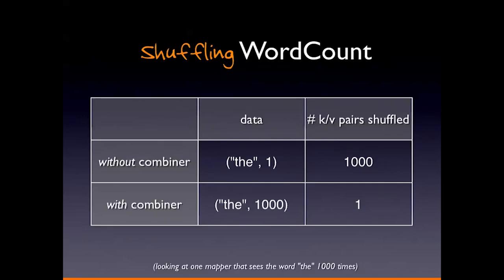So in the word count example, without a combiner, let's say a mapper sees the word 'the' 1,000 times. It would shuffle to the reducers the pair 'the' and one, 1,000 times. But with a combiner, you could say, well, I could just add all those ones up, essentially do the same reduce process of summing them up, and end up shuffling 'the' and 1,000 one time. That way you're reducing network traffic, which is going to make your job a lot faster. You really alleviate the network traffic that's going around.